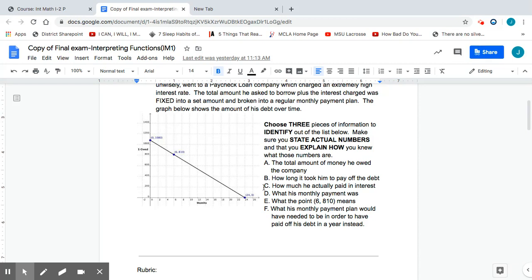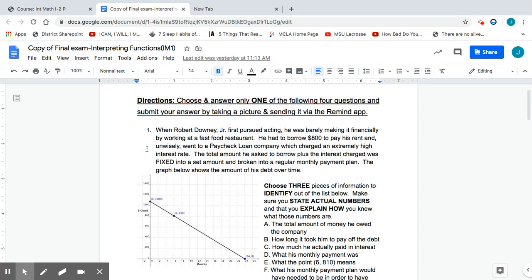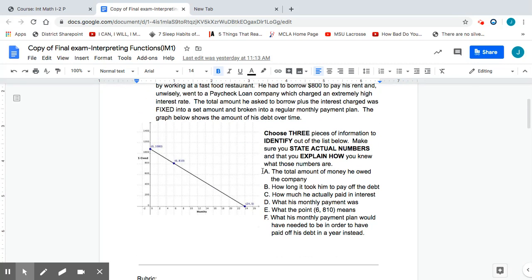Letter C, how much he actually paid in interest. Letter D, what his monthly payment was. Letter E, what the (6, 810) means. It looks like this point right here. What does that point mean? And then the last one, what his monthly payment plan would have needed to be in order to have paid his debt off in a year instead. So again, there are 6 questions here based on the graph. You look at the graph and then you figure out the 3 that you want to do. On your paper, this would be question 1, and then you would just write down the letters that you wanted to solve, A, B, C, D, E, or F. Okay, that's the first one.